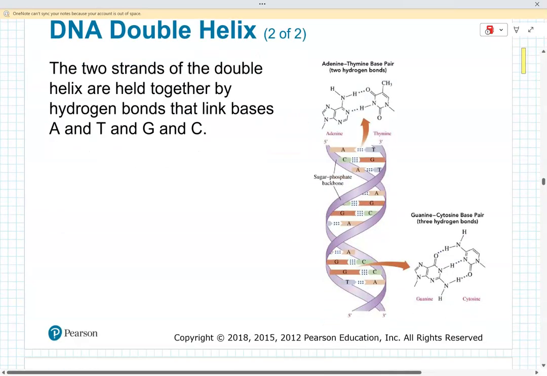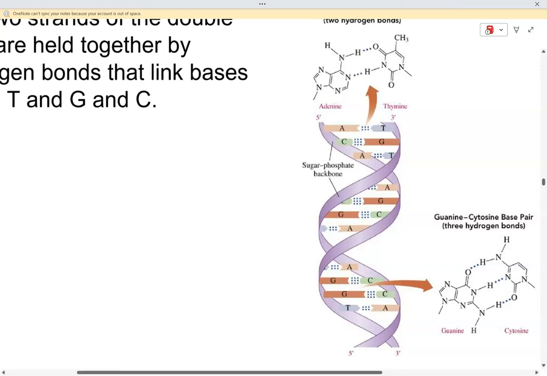So look at this illustration here. This purple band represents the sugar phosphate backbone, in which sugar molecule, phosphate residue, sugar molecule, phosphate residue go one after another. Inside of that double helix are paired bases, GC or AT. Clear?